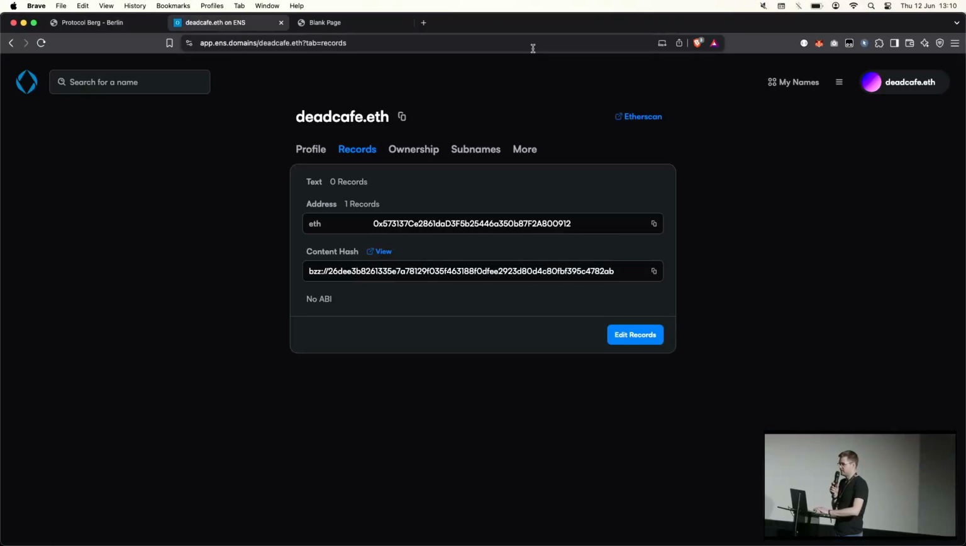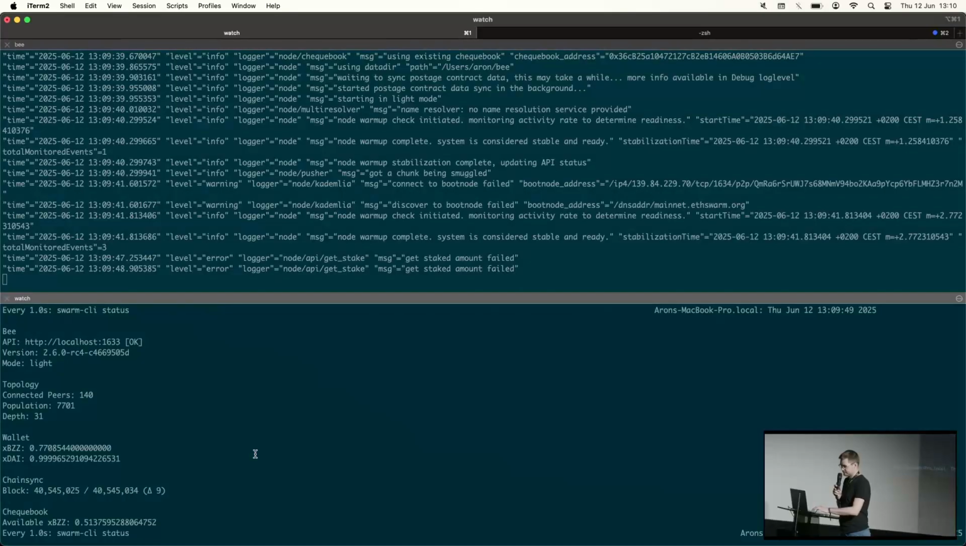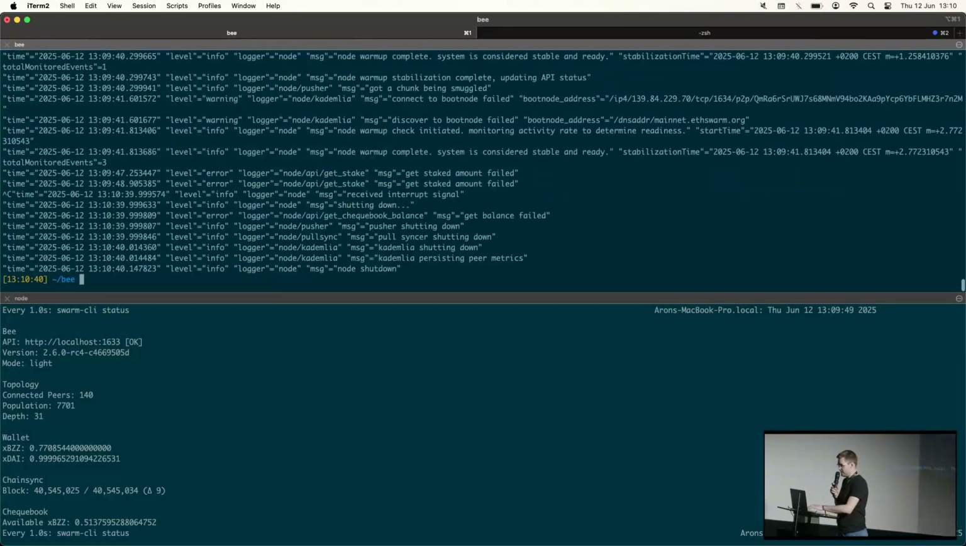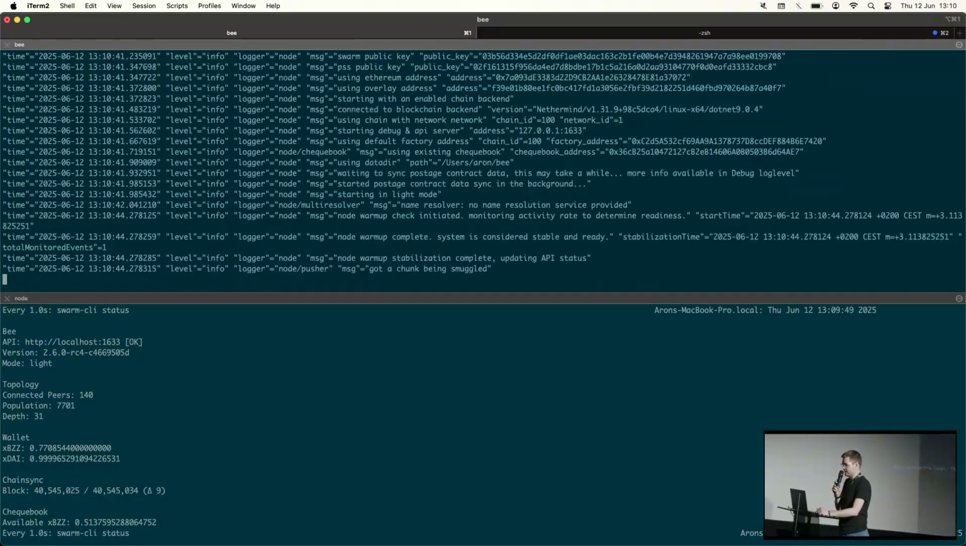I already have ENS here that I will be using, and we are going to use my ENS.cafe ETH for now. It currently has this dummy page. Okay, so I decided that my Bee node is not playing nicely, so I'm giving it a restart.